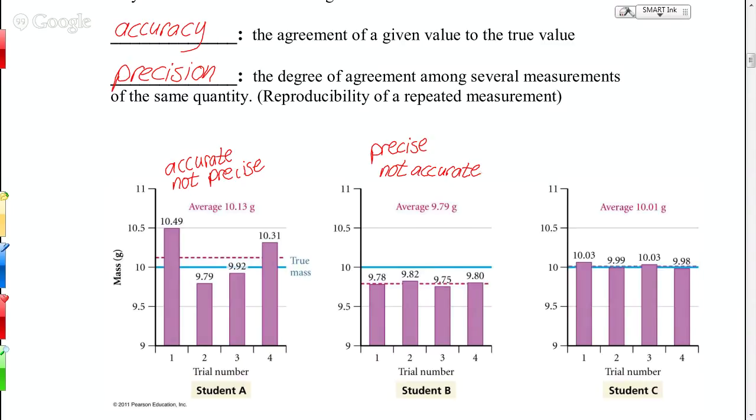So then that means that the final one, student C, is going to be what? How would you describe that? Yeah, this one is going to be accurate and precise. Make a smiley face. Yay. That's what we all want to be. We want to be accurate and precise. We want to get the correct value, and we want to do it reproducibly every time.